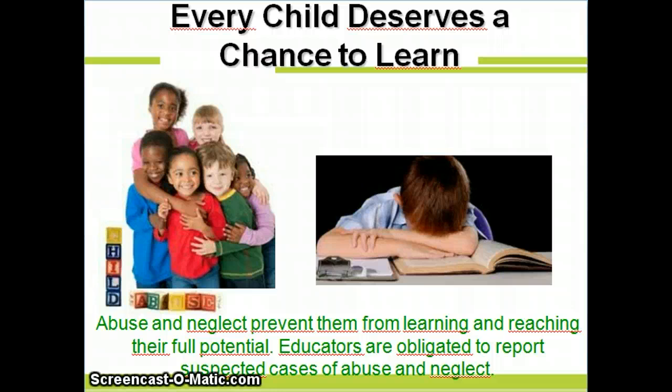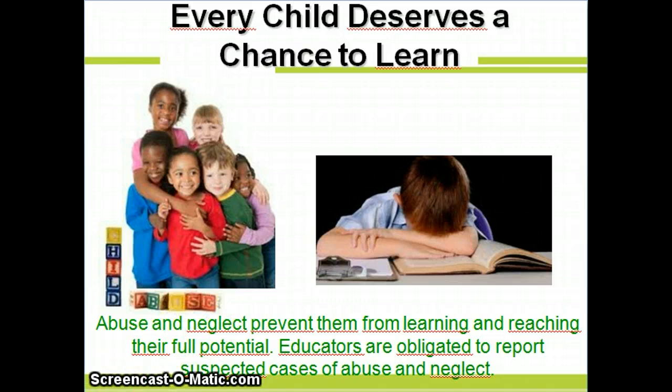Because all kids deserve a chance to learn, and we also know that if a child is abused or neglected, it's going to prevent them from learning, or at least learning to the degree that they are able to. So it'll prevent them from reaching their full potential. Educators have a legal obligation to report any suspected cases of abuse and neglect, so we need to be following the law. We have a legal context that we are operating under. We also have a moral obligation to provide for these kids.